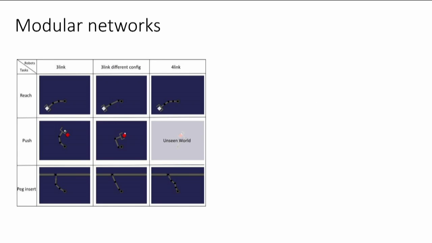So here's a little simulated illustration of this for a slightly larger matrix. Of course, it works better if you have more tasks and more robots, but here, just for illustration, we have a robot with 3 links, a robot with 3 links that are of different length, and a robot with 4 links. And the robots might be reaching for a little white square, pushing a little white square to a red target, or inserting a little peg into a hole.